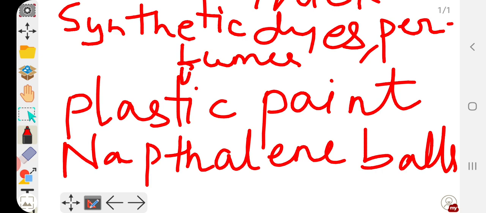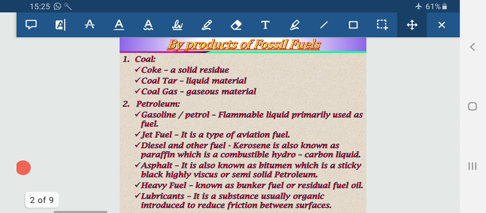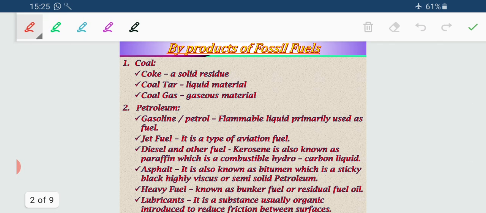Now let us move to the next part, that is byproducts of petroleum. You can see what is written over here. Number 1, gasoline, which is also termed as petrol. It is a flammable liquid primarily used as a fuel. Hopefully the term petrol is not a new one, but another name for petrol is gasoline.